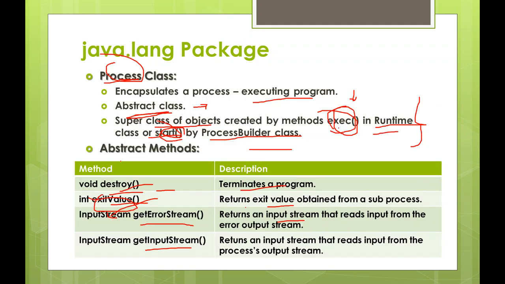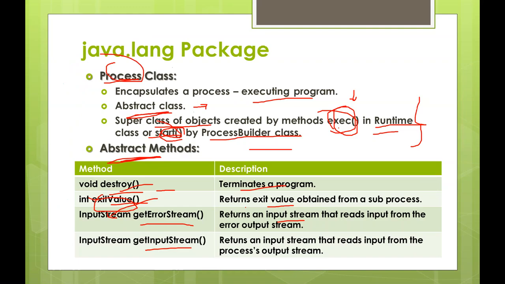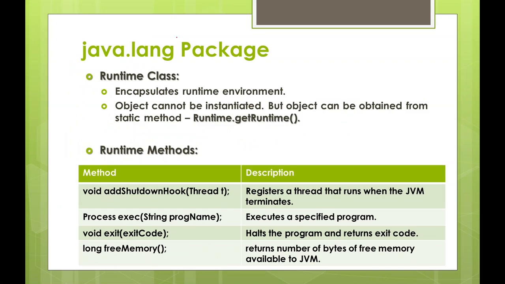These are some of the important abstract methods that are defined in the Process class. Let us see an example of the Process class. Let's discuss Runtime and ProcessBuilder first, and then let's see how to use Process with respect to Runtime as well as ProcessBuilder.